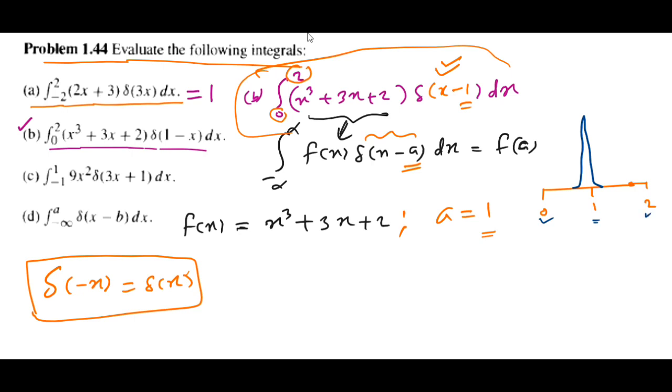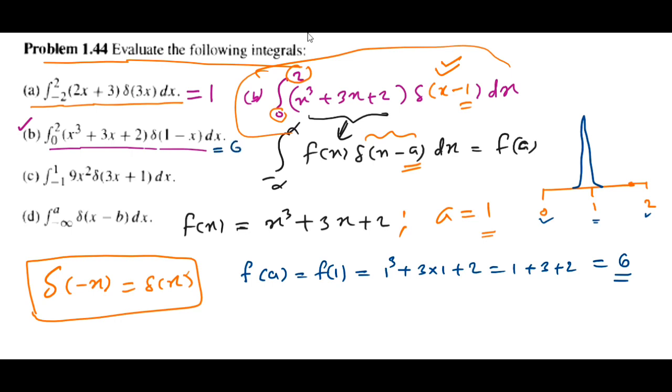Therefore, the answer of this integral will never be 0. Then, as usual, you can proceed by finding the value of a, that is f of 1, that is 1 cube plus 3 into 1 plus 2, which is 1 plus 3 plus 2, that is 6. Therefore, the value of the second integral is 6. Now, what about the third one, C?